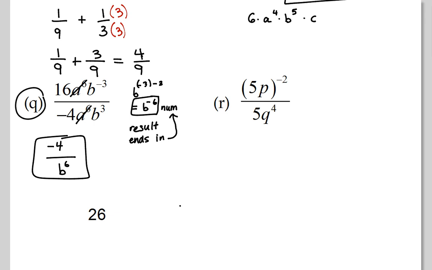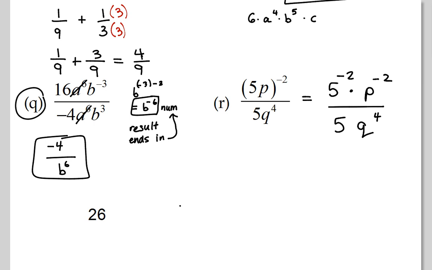Alright, now the next one has us in the situation where we have this thing in a bracket raised to the power. So BEDMAS, order of operations, says you have to do those brackets first. So let's do that. 5 to the minus 2, p to the minus 2, 5q4.